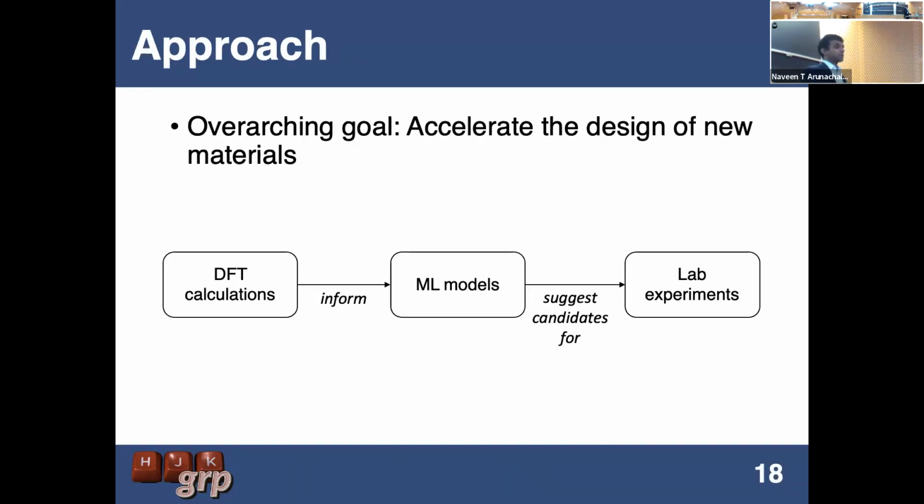So in order to get more data, our approach is to accelerate the design of new materials first and foremost. But the way we do that is by starting with DFT calculations to get a database of structures and their properties, feed that information into machine learning models, which can be used to suggest candidates for lab experiments. And this is how we just find the needle in the haystack.